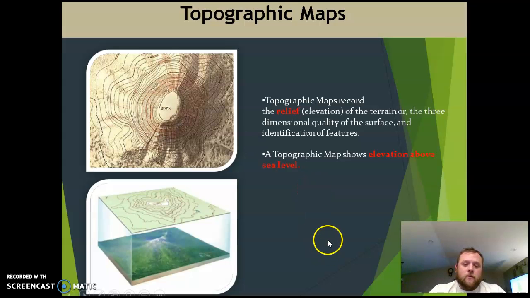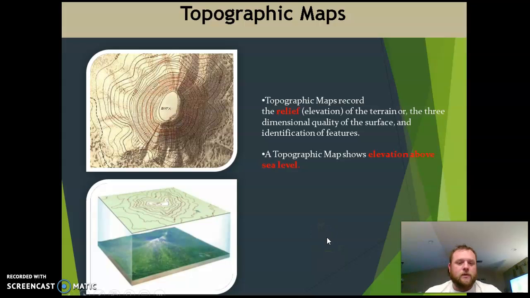Now, finally, the last thing we're going to talk about are topographic maps. A map, as we see, is a flat piece of paper, and we can't really show elevation very well. So what we use are topographic maps, which have lines that show the elevation, normally from sea level and above. Some maps will show below sea level as well.